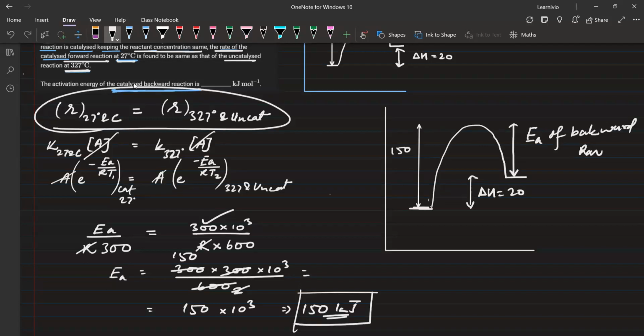Please tell me. Why don't you people speak? Fadil, Maria, Madiha, Tarif, Shahid. Yes, sir. Make sense? Okay. So this activation energy will be equal to 150 minus 20. This whole thing is 150, this is 20, so this will be 130. So 130 kilojoule per mole will be the answer.